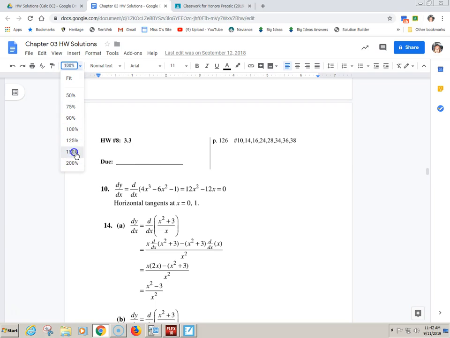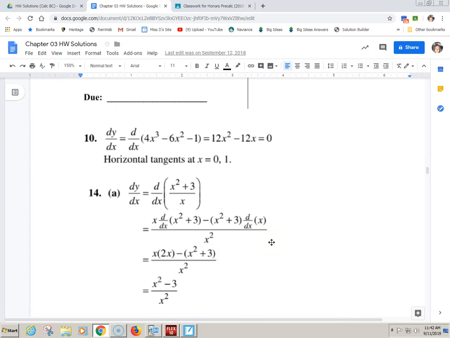Here we go. Let's grade. Number 10, there were horizontal tangents at 0 and 1. Did you factor? Oh, if you didn't factor, oh my goodness, you better write yourself a challenging note.